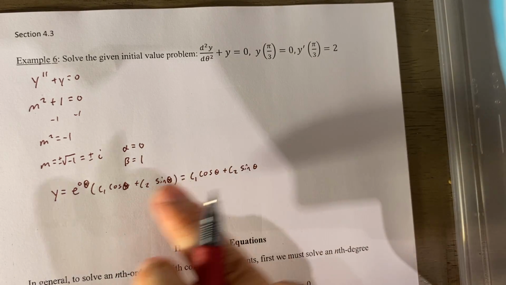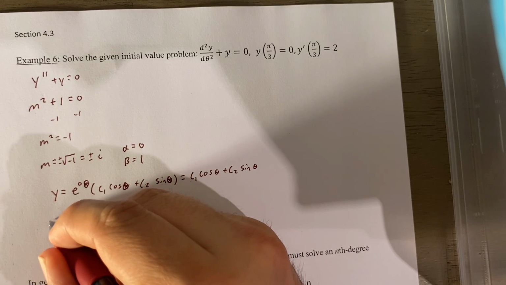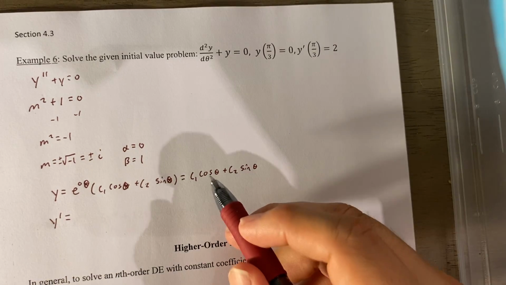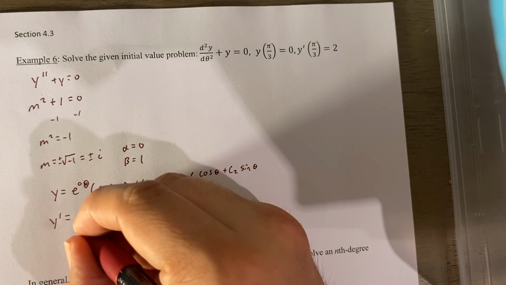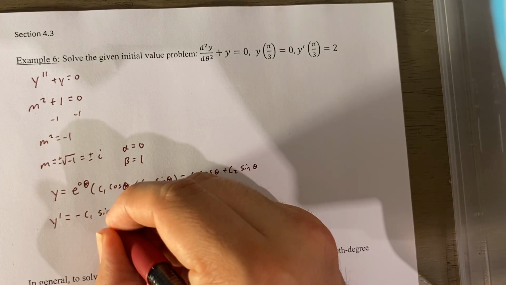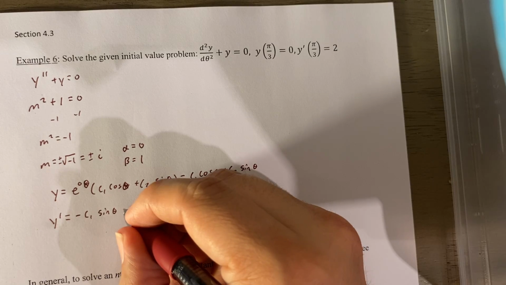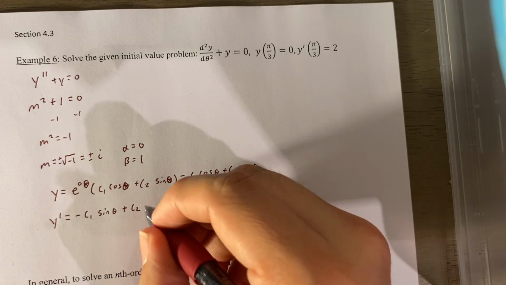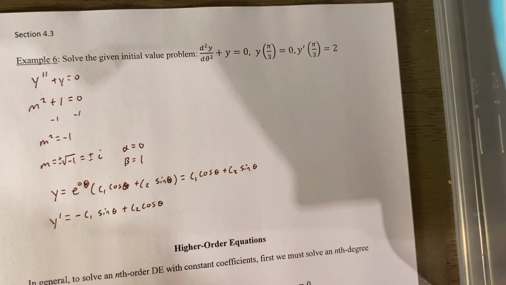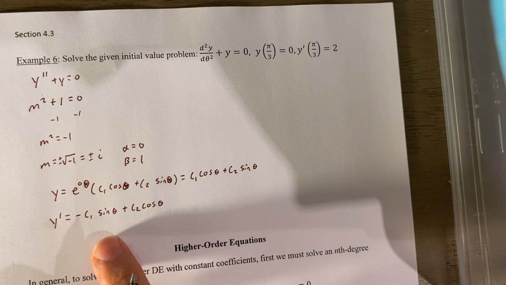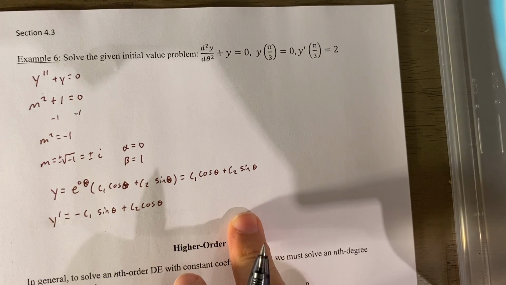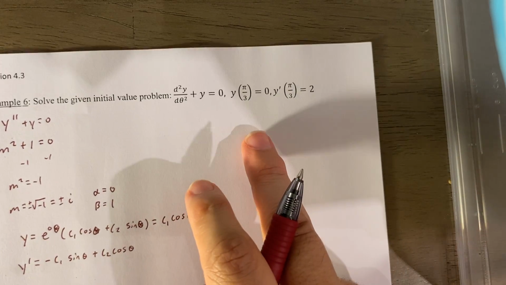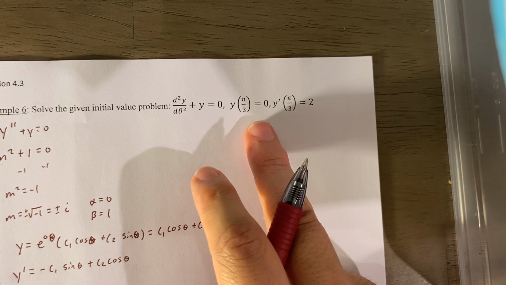Knowing that I'm going to need the derivative of this to find c sub 1 and c sub 2, I'm going to say y prime is equal to, taking the derivative of c sub 1 cosine theta, negative c sub 1 sine theta, plus c sub 2 cosine theta. And so there is the derivative of my general solution. So now I'm going to plug in to find my c sub 1 and c sub 2.